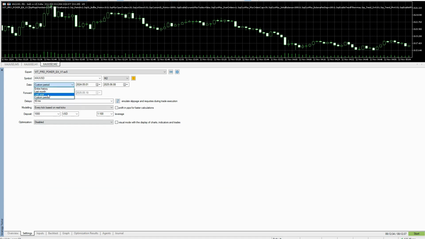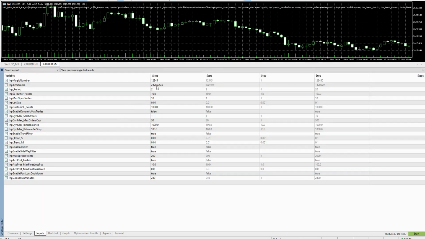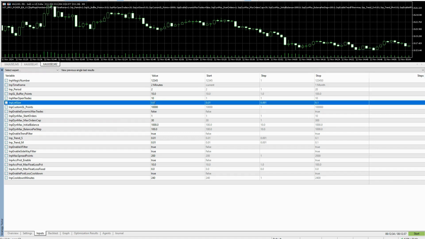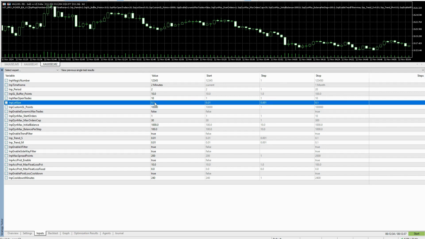Okay, now let's continue with the prop firm challenge test. Here, I will set the initial capital to $100,000, and I will only adjust a few important settings. The trade volume will be increased to 0.1 lot per order. I will allow a maximum of 10 open trades, still using the same strategy of spreading the entries. For risk control, the stop loss will be set to 1%. All other parameters will remain unchanged.